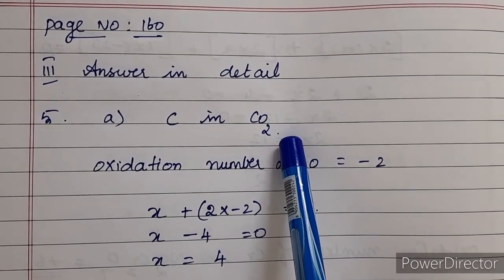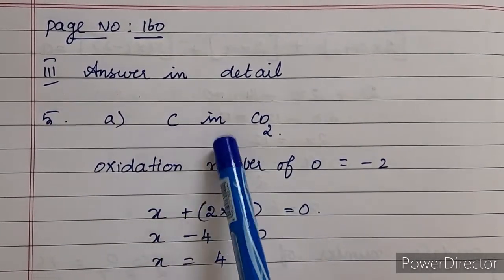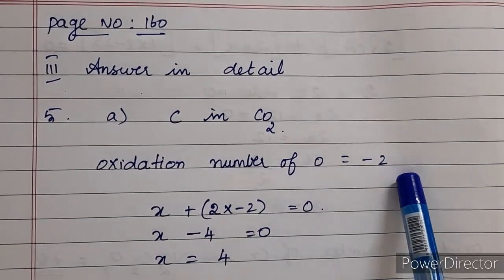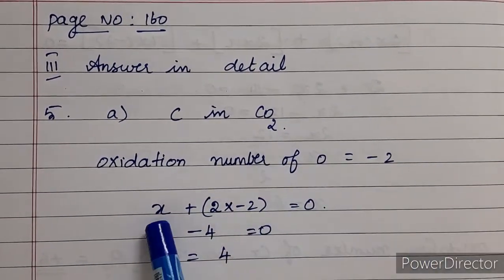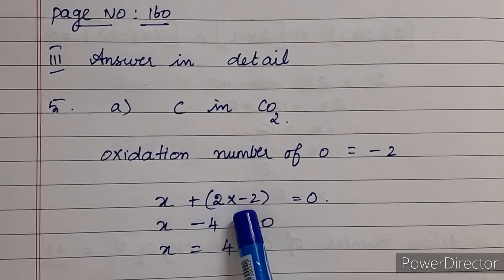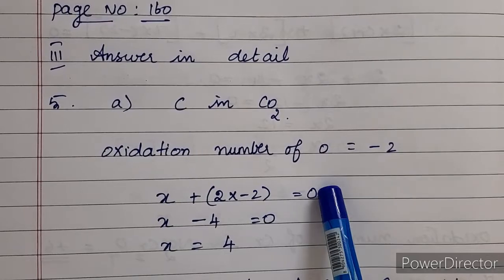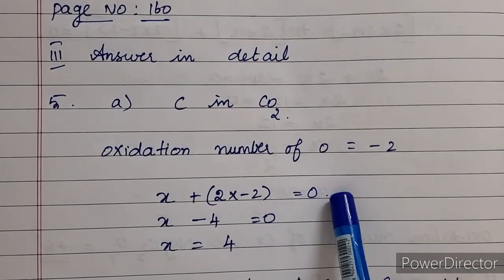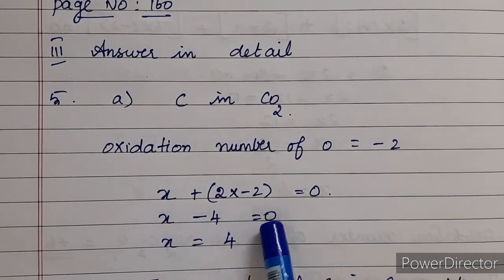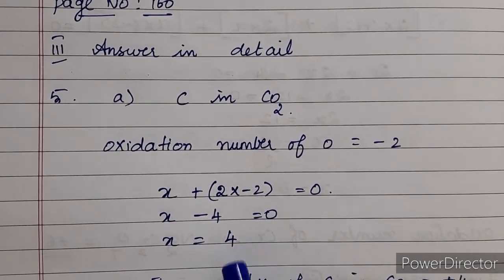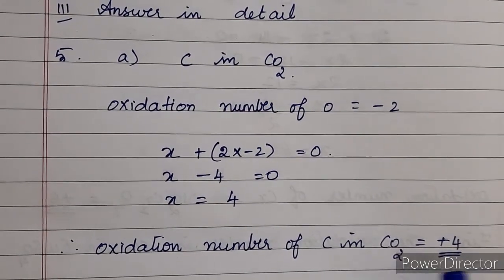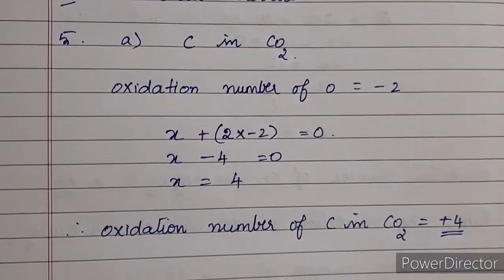That is, we have to calculate the oxidation number of carbon in carbon dioxide. We know the oxidation number of oxygen is minus 2, isn't it? Now, how many carbons are there? 1. So, 1 into X is X. How many oxygen? 2. So, 2 into minus 2 is equal to 0. I always said that it should be equal to 0, isn't it? So, this becomes minus 4. So, X minus 4 is equal to 0. X is equal to plus 4. So, the oxidation number of carbon in carbon dioxide is plus 4.